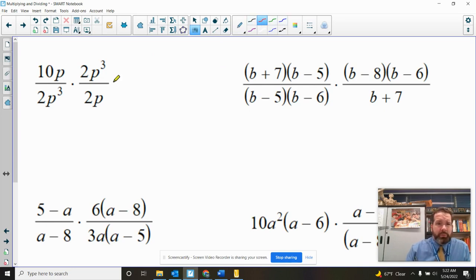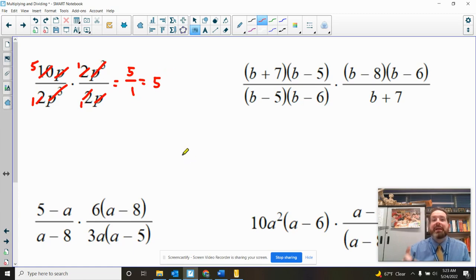On this one, let's see what we can do. Now don't overcomplicate your life. You've been reducing fractions with numbers for years. So 2 and 2, those reduce to 1 and 1. This 2 and this 10 can reduce to 1 and 5. There you go. Now with p's, let's see what we have. I can do this p with this p, and this p to the third with this p to the third. This whole mess is just 5 times 1 over 1 times 1, which is just 5.